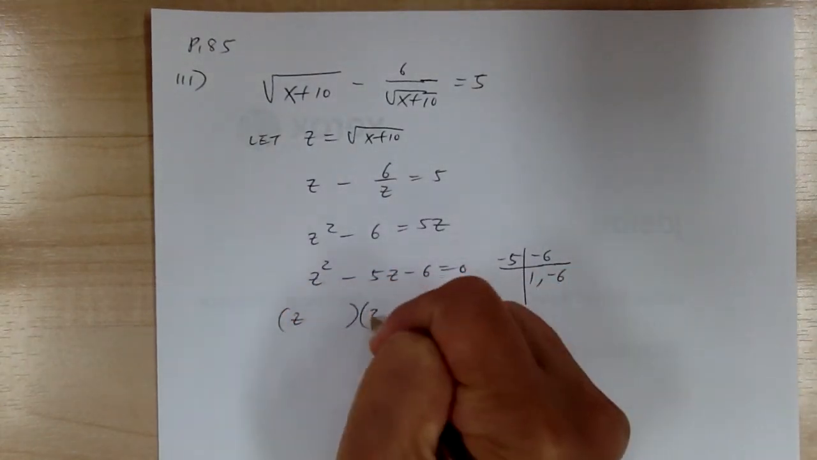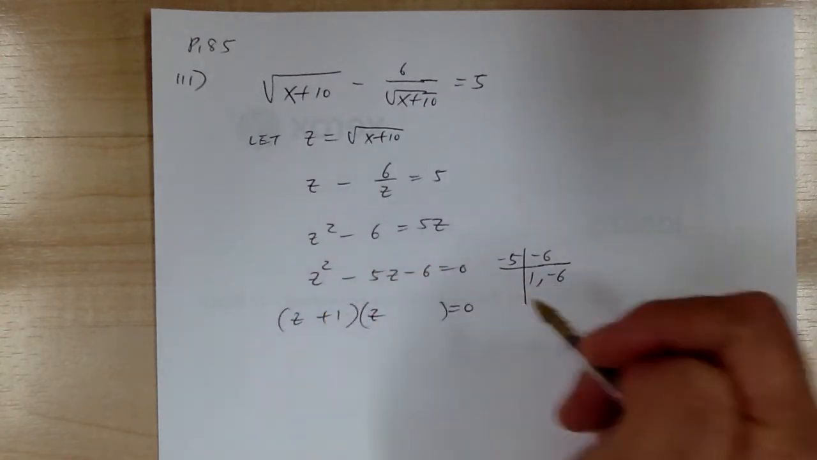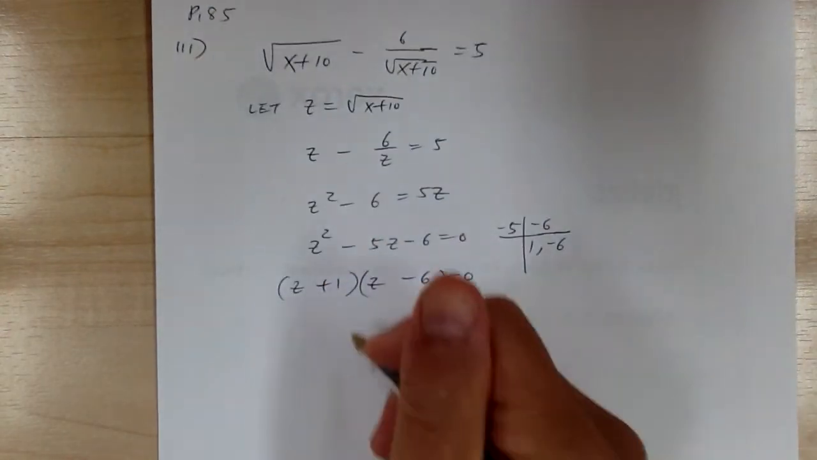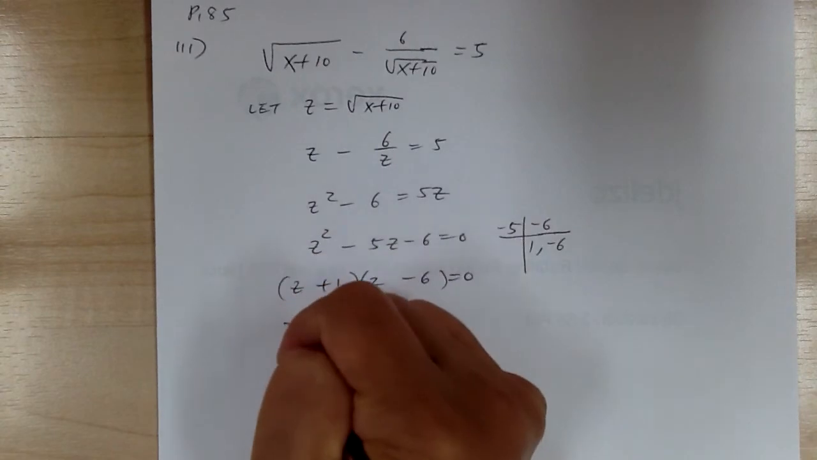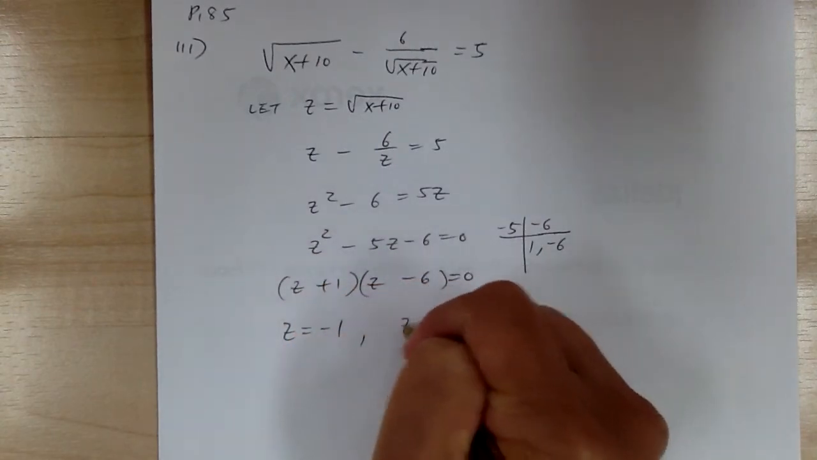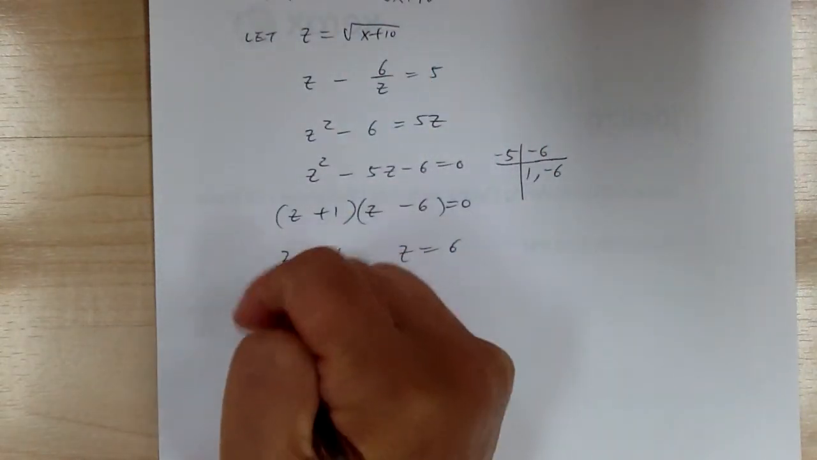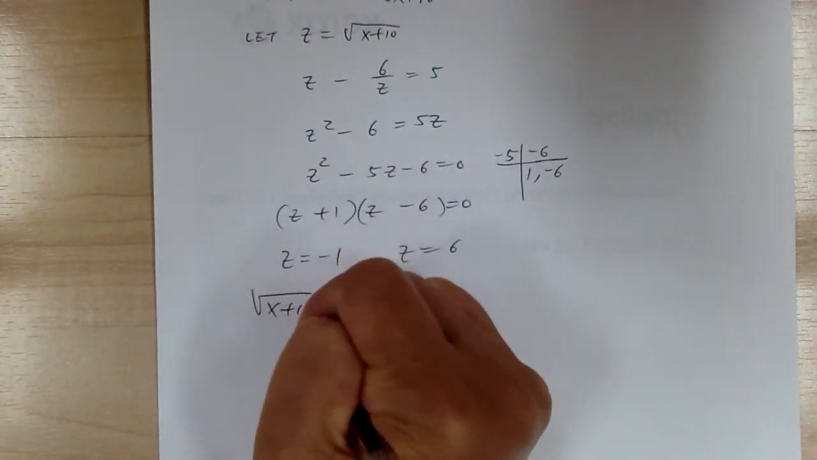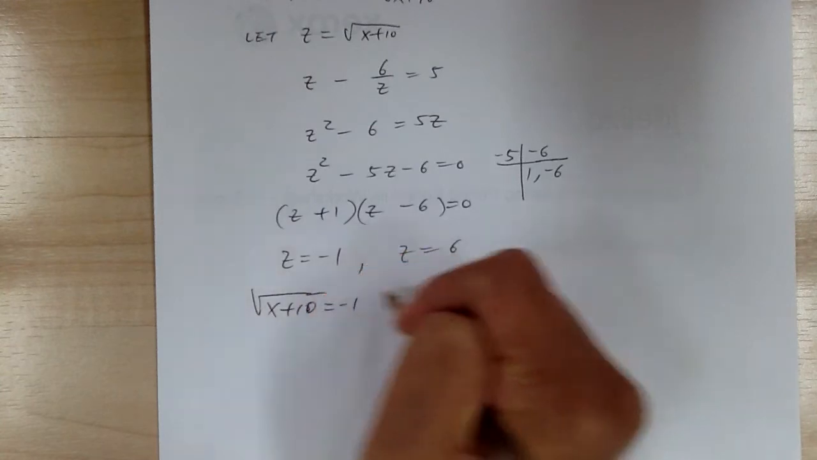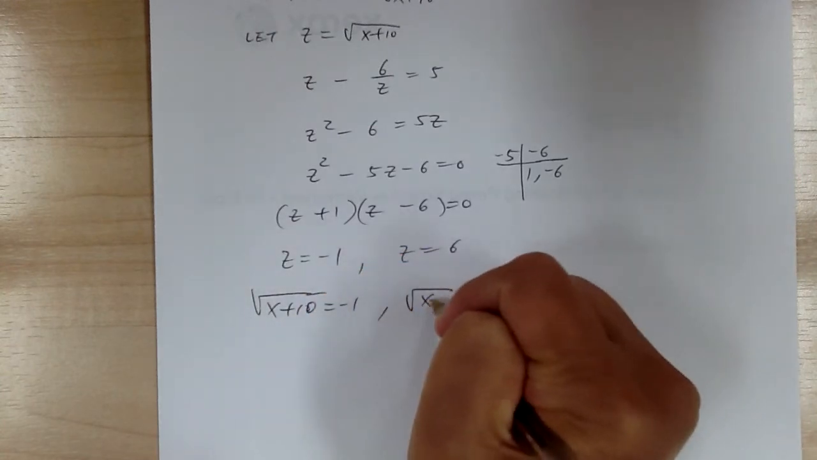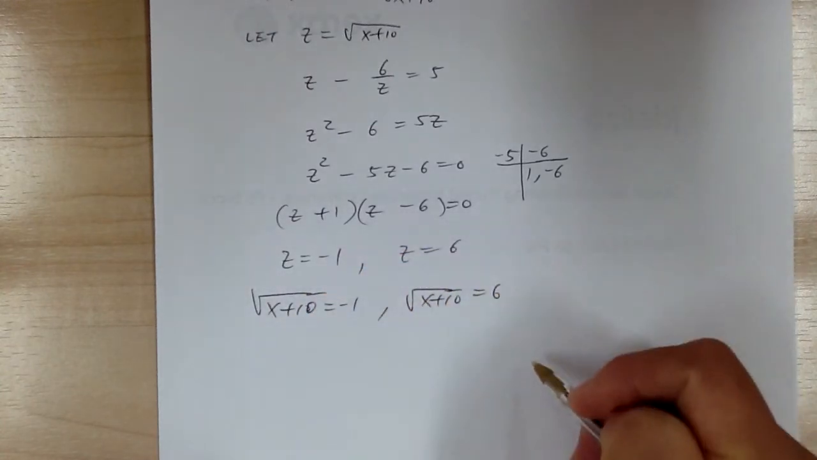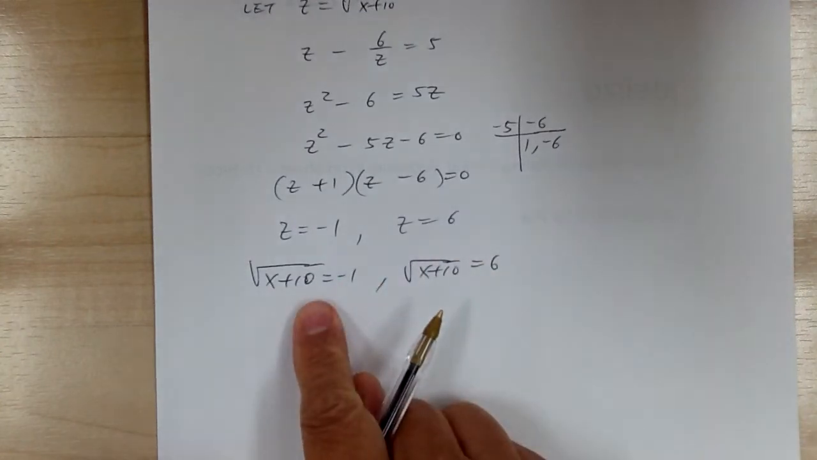So you're going to get z plus 1 and z minus 6. Now you can solve. So z equal to negative 1, z equal to 6. Okay, so now you can substitute this back in here. So you've got square root of x plus 10 equal to negative 1, and square root of x plus 10 equal to 6. Okay, so the first one is not going to work.